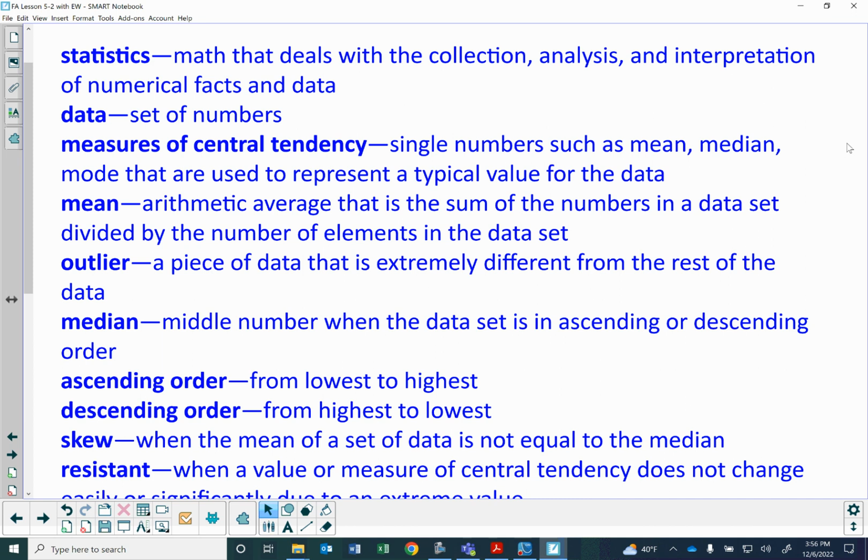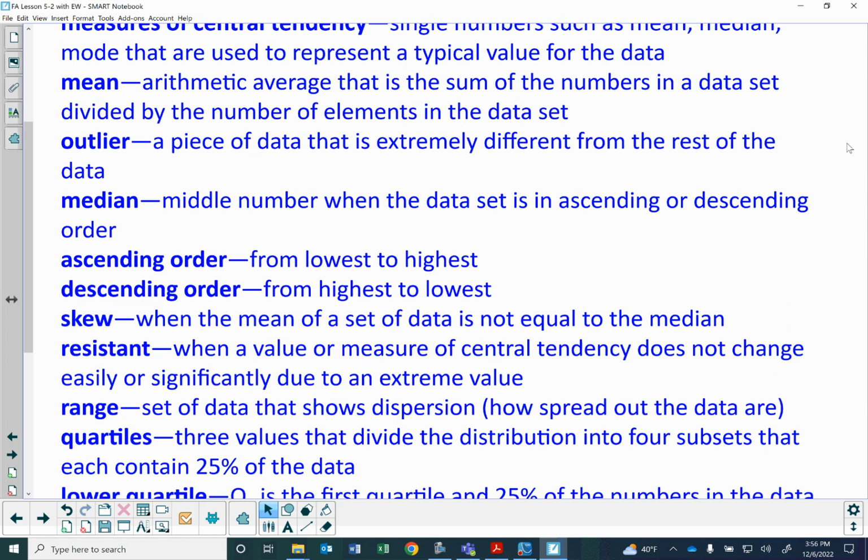Your median is your middle number when your data set is in ascending or descending order. In other words, if you put it in order from smallest number to largest number or largest number to smallest number, it will be your middle number. Ascending order is from lowest to highest. Descending is from highest to lowest.